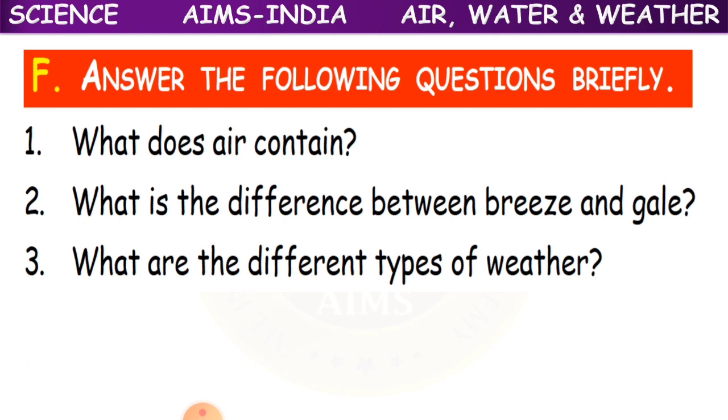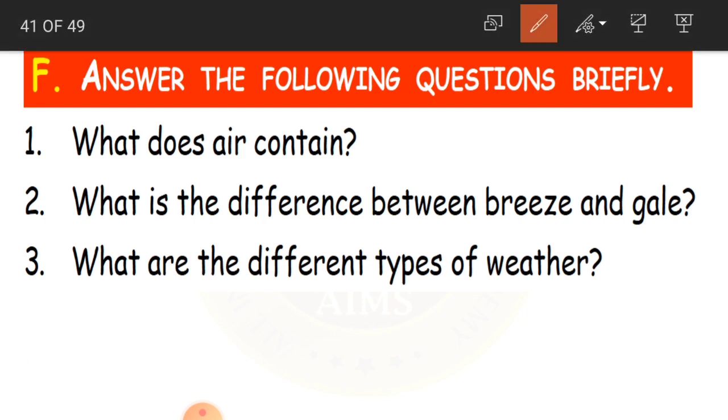Now answer the following questions briefly. So what does air contain? What does air contain, children? Air contains gases, water vapor, dust and smoke. Dust is dust particles, and smoke.